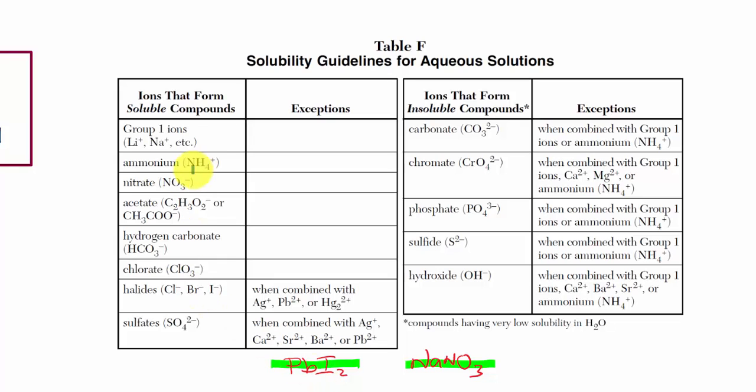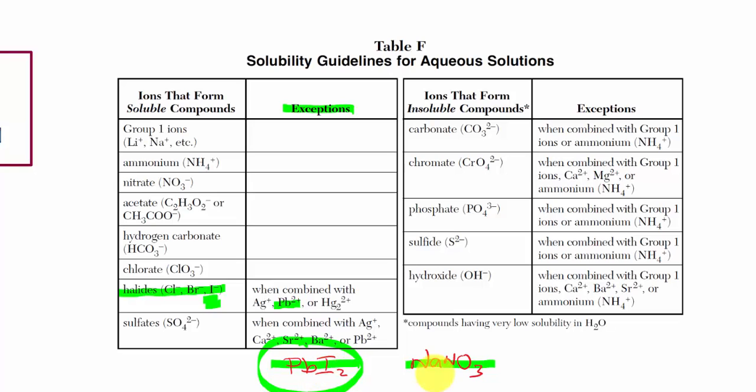If you look on the left side of this chart, you won't see any mention of the word lead, but you do see a reference to halides. That includes iodine. And it says that those compounds will be soluble except when they are combined with, and there's lead. So we've got our winner. It's the lead iodide is going to be insoluble in the solution.